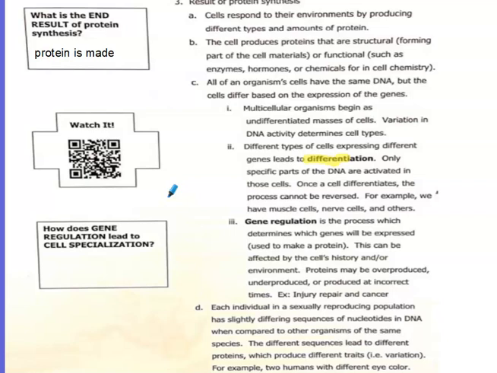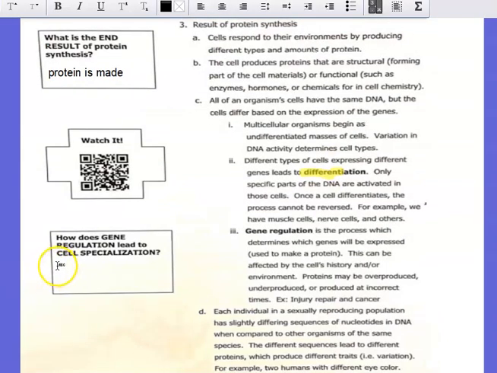So gene regulation can lead to cell specialization because we have regulation determining what genes are expressed. Which again just means your genes control what is going to get turned on and off in specific cells.